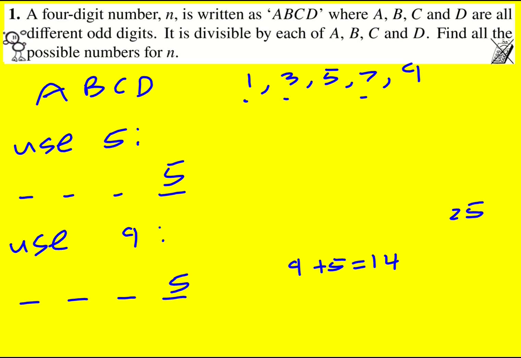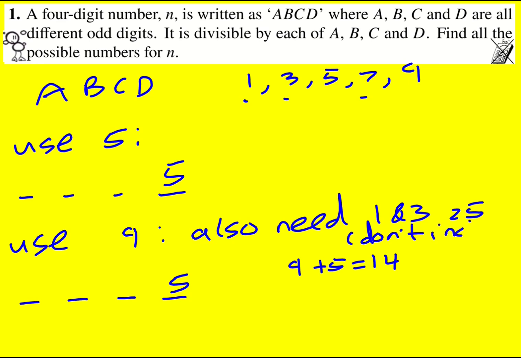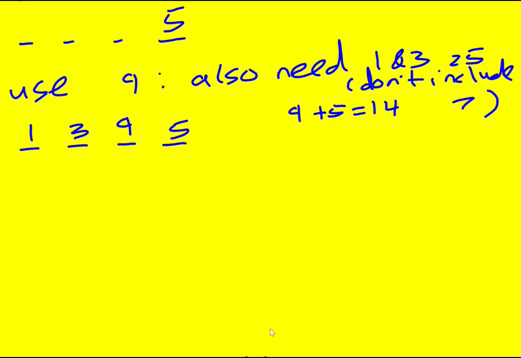So if I use 9, then I also need 1 and 3. So don't include 7, because that is how I'll get a multiple of 9 overall. There's no problem actually, because if it's a multiple of 9, it will also be a multiple of 3, and it's necessarily a multiple of 1. So I could go 1, 3, 9. But I could look at the different permutations of this.